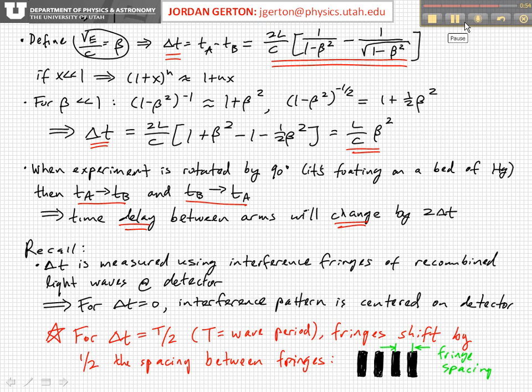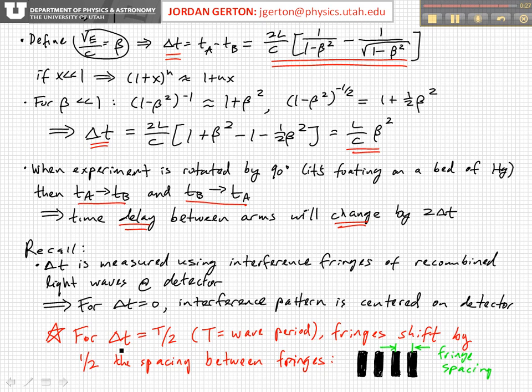Remember that delta t is measured by observing a shift in the interference fringes of the recombined light waves at the detector when they get recombined using the beam splitter. And also, as we said before, when delta t equals 0, the interference pattern is centered at the detector, but when delta t is not 0, it shifts.